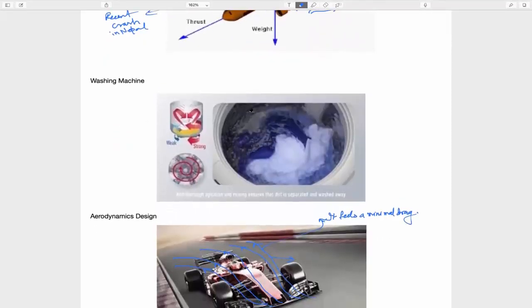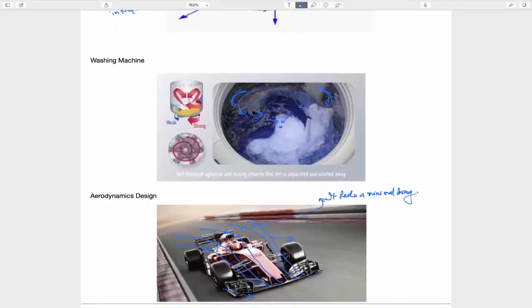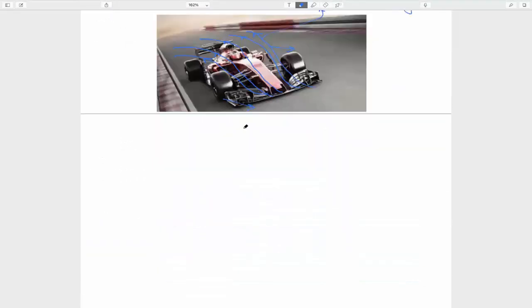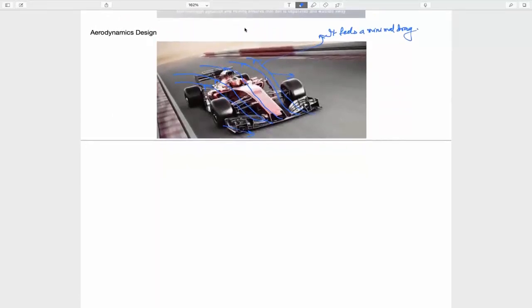In the case of a washing machine, there is vorticity generated due to this mixing. There is a sort of stirring around that. The water with the surfactant tries to go inside the clothes and remove the dirt particles from them and come out, and then it gets rinsed and dried. So this is the aerodynamics design. Okay, so these are some of the applications where fluid mechanics is important.